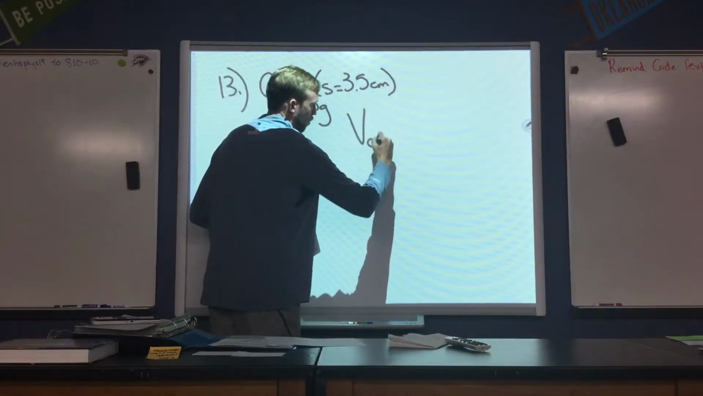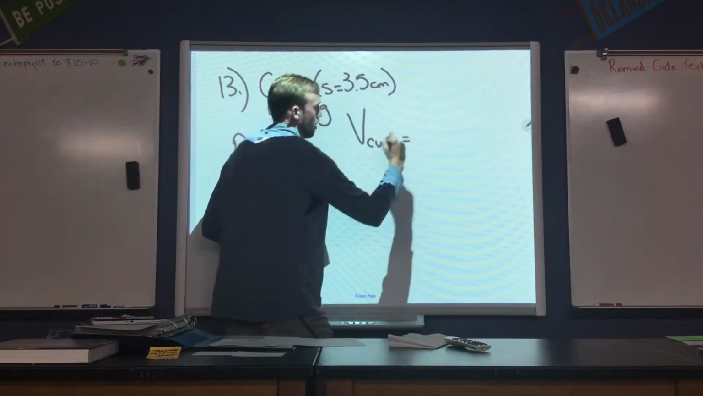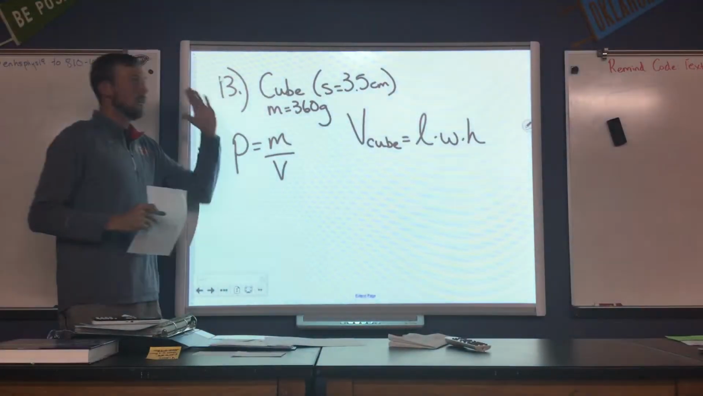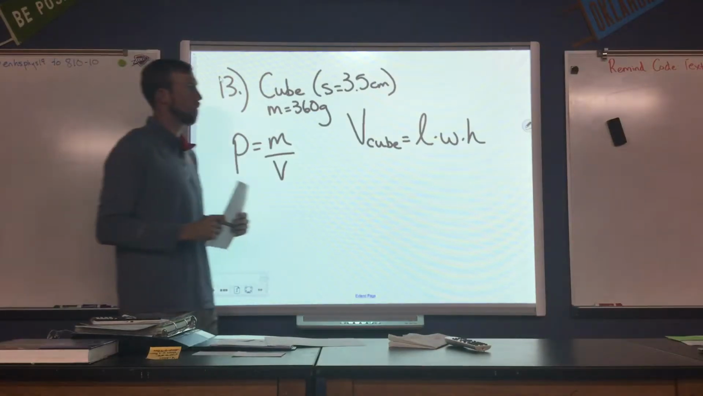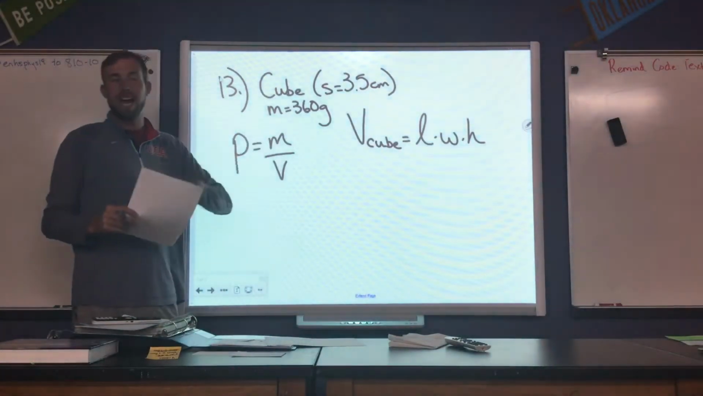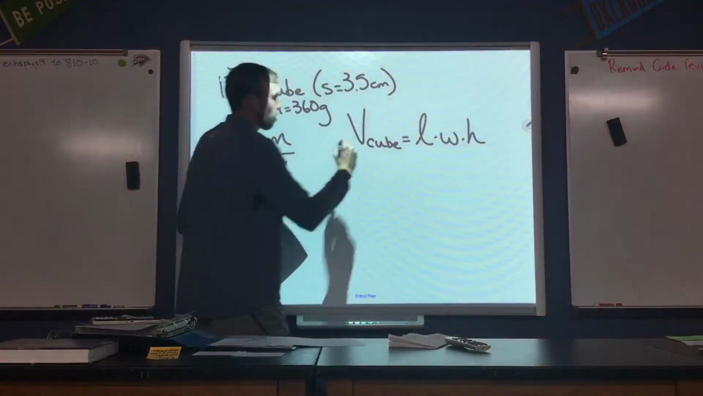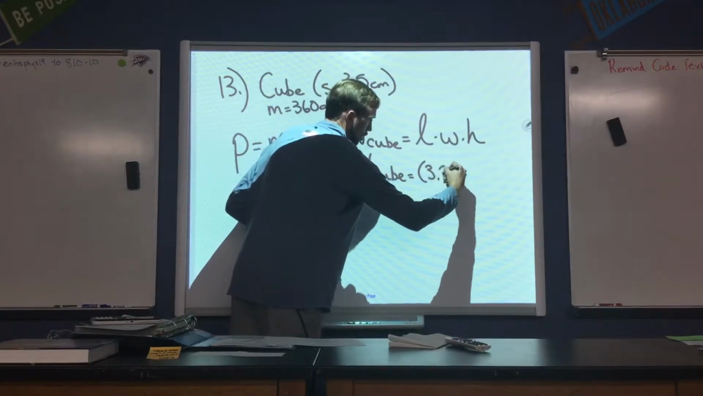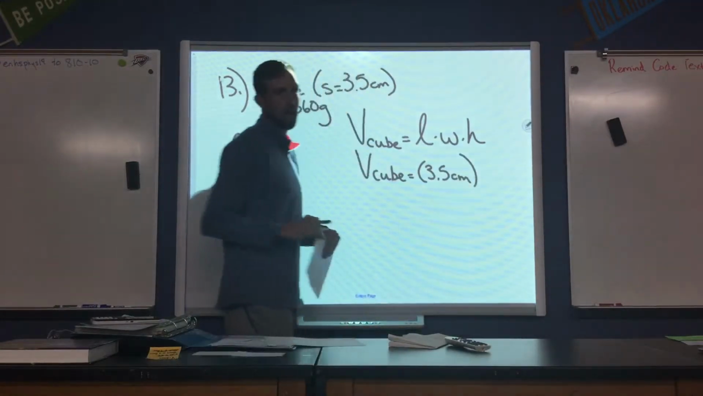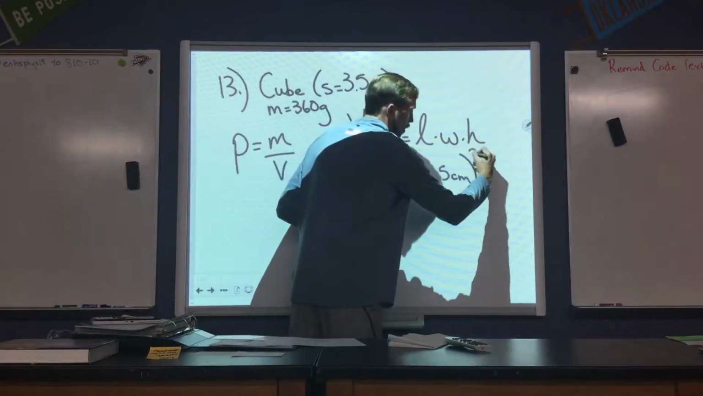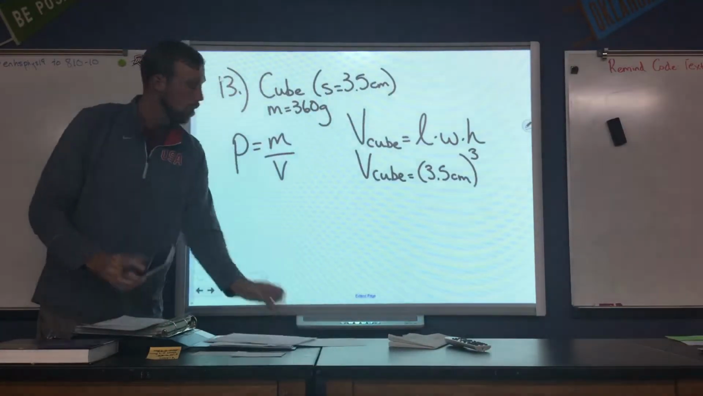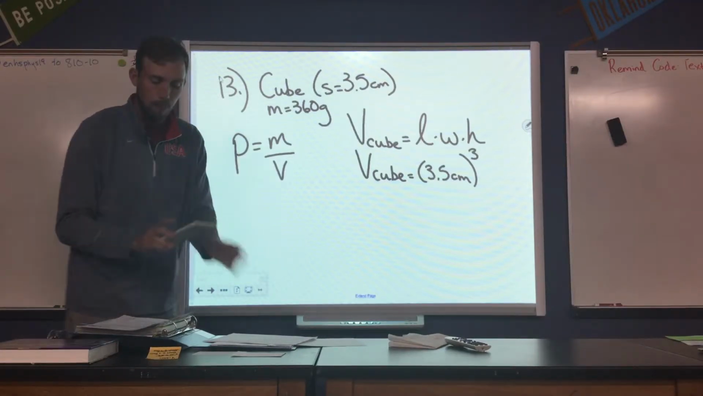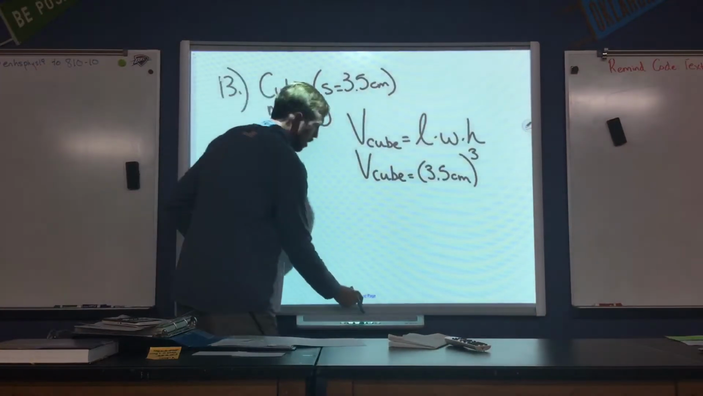So the first thing we'll need to do is find our volume for a cube, which we know to be length times width times height. Now, we're told the cube has sides of 3.5 centimeters, which just means all sides, the length, the width, the height, would all be 3.5 centimeters. So 3.5 times 3.5 times 3.5 would just give us 3.5 cubed, or to the third power. So we'll plug our values in, 3.5 to the third. That should give us approximately 42.88 cubic centimeters.